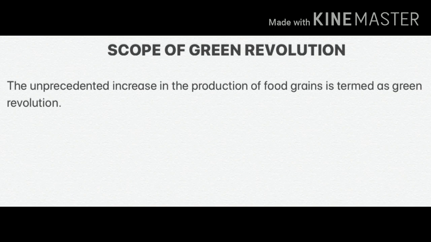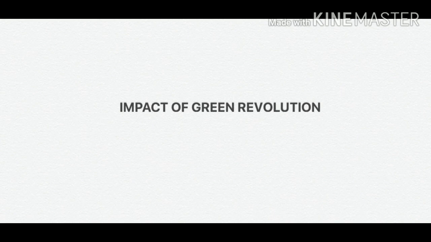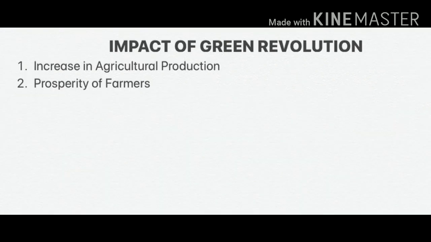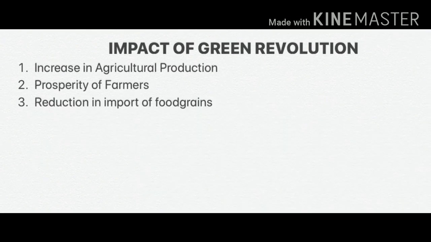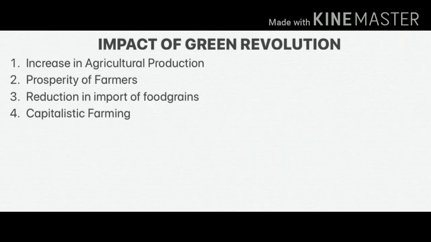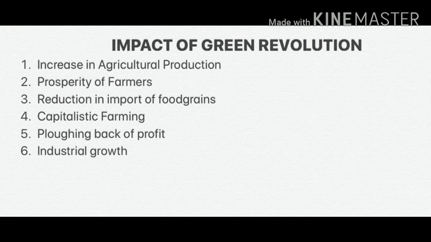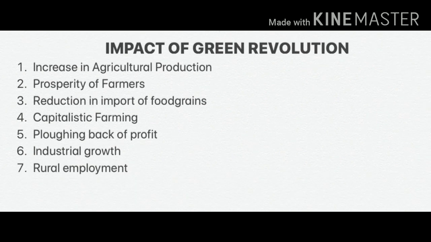So now let us move on to the impact of Green Revolution. The first impact of Green Revolution was increase in the agricultural production. The second impact was the prosperity of farmers. The third impact was the reduction in import of food grains. The fourth impact was capitalistic farming. The fifth impact was raising the level of income of the farmers. The sixth impact was industrial growth. The seventh impact was providing rural employment.